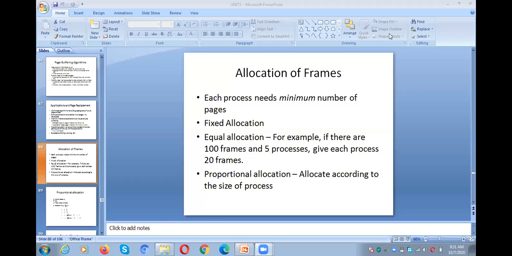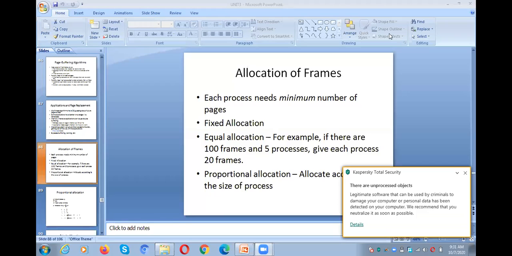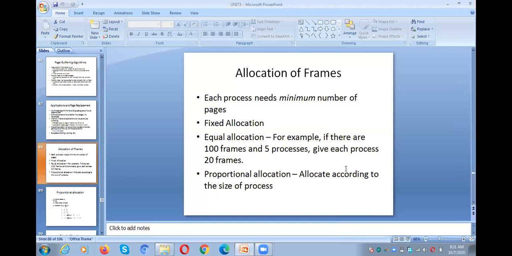In the last class, we have already discussed allocation of frames. As I said to you earlier, each and every process is divided into pages. The pages need to be in the main memory frames for the execution, right? So each and every process is allocated some frames. How many frames do we need to allocate to the process?